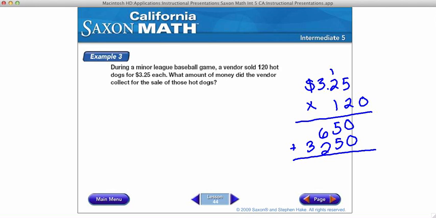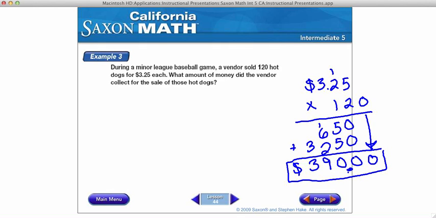I'm going to add. 0. 5 plus 5 is 10. 6 plus 2 is 8, plus 1 is 9. Bring down the 3. Bring down the 0 now that was hanging out there by itself. I put in my $ sign, and because this is money, I must have 2 and only 2 digits to the right of the decimal for my dimes and my pennies. So the vendor made $390 on hot dogs. Okay?